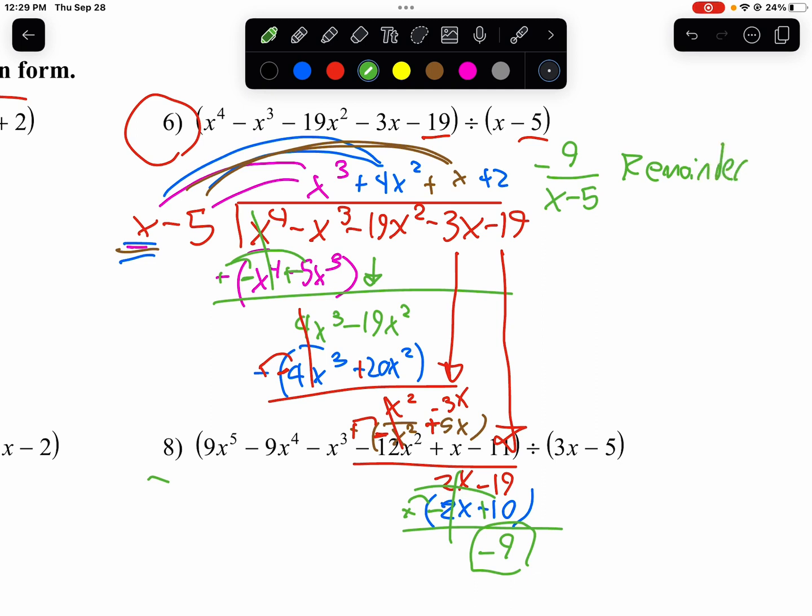Okay? And that's it. You don't have to go any further than that. This is long division of polynomials.